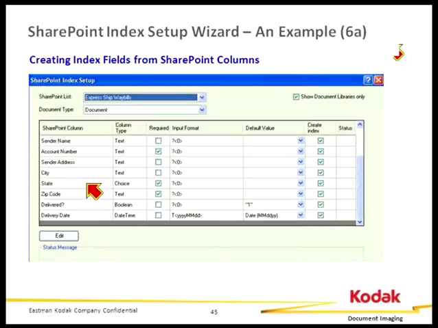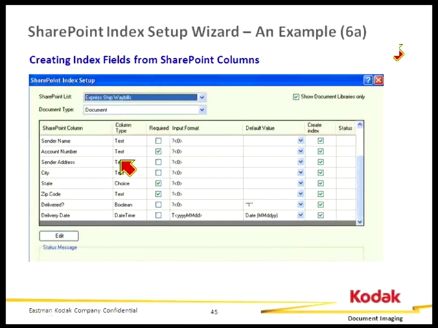The index field that gets created by default will have the same name as the column. And by default, we're going to check create index. So by default, we're going to create an index from every single SharePoint column. Now you have a choice of not doing that, but if the column is required, then it will force you to create an index field in Capture Pro.